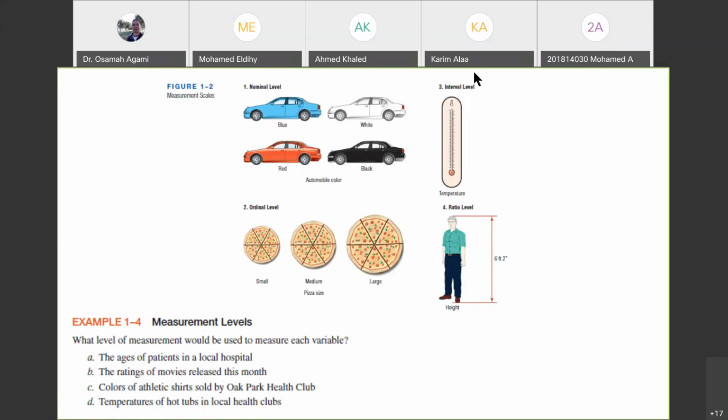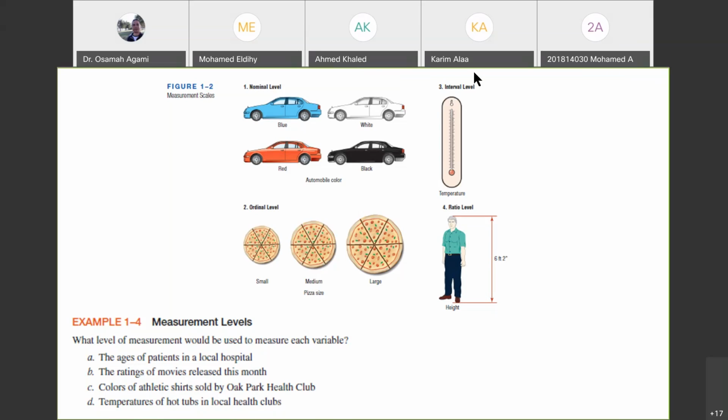Can you answer this question? What level of measurement would you use to measure each variable? The ages of patients in local hospitals. Ratio. Thank you very much, Karim.